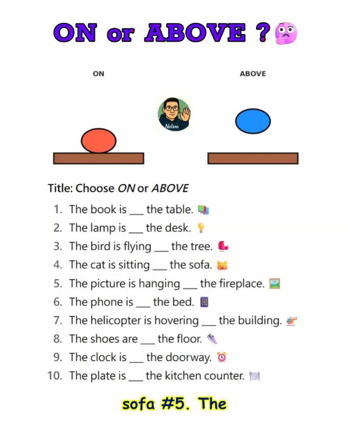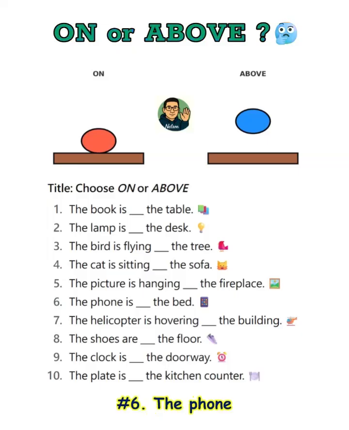Number 5, the picture is hanging blank the fireplace. Let's think, on or above. The picture is higher than the fireplace, but not touching it, so the answer is above. The picture is hanging above the fireplace.